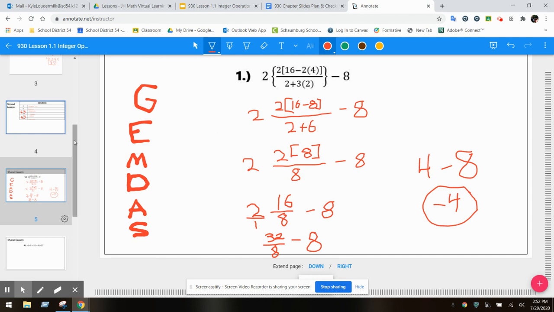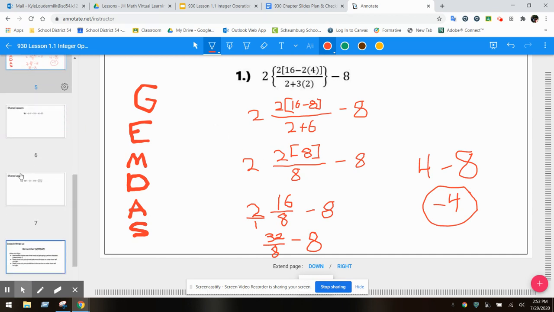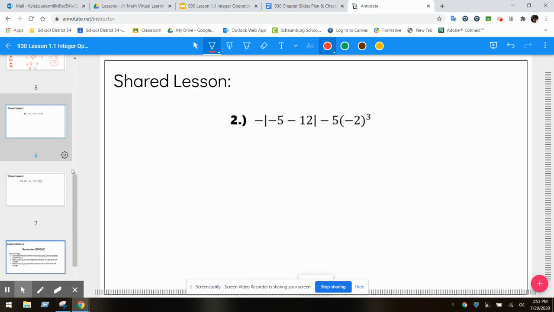Now we're going to move on to number 2. Number 2, again, multiple steps here, order of operations. You could rewrite the GEMDAS on the side. You notice that I didn't really use it as a checklist just because I had to restart so many times. It could get confusing, but always keep in mind, grouping symbols first, then exponents, then multiplication or division, then addition or subtraction, left to right.